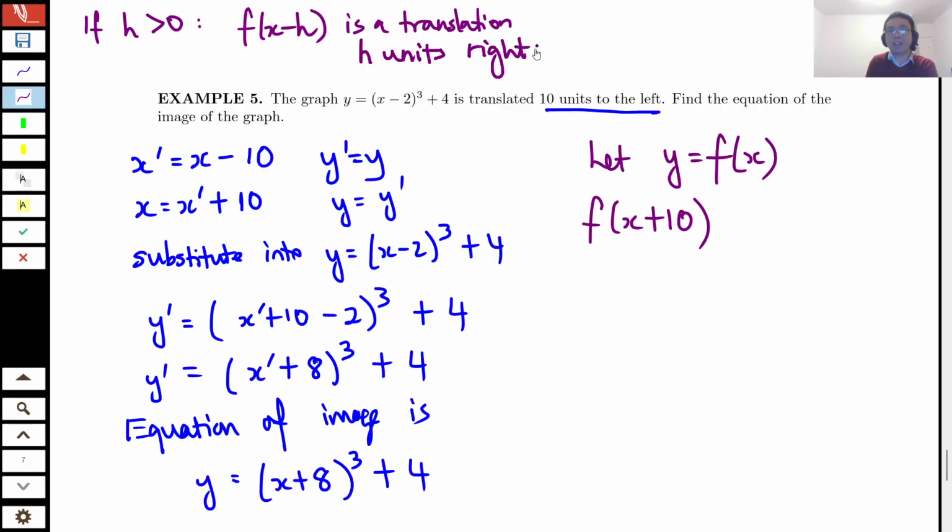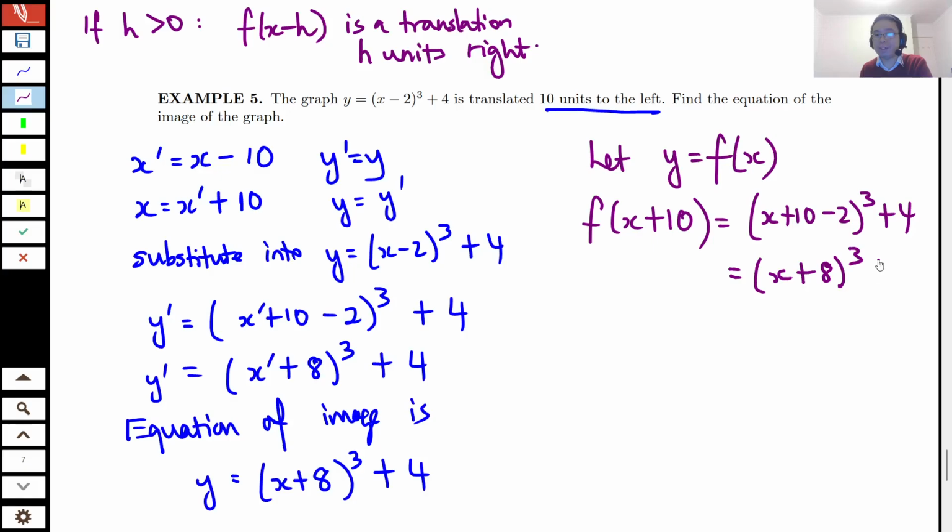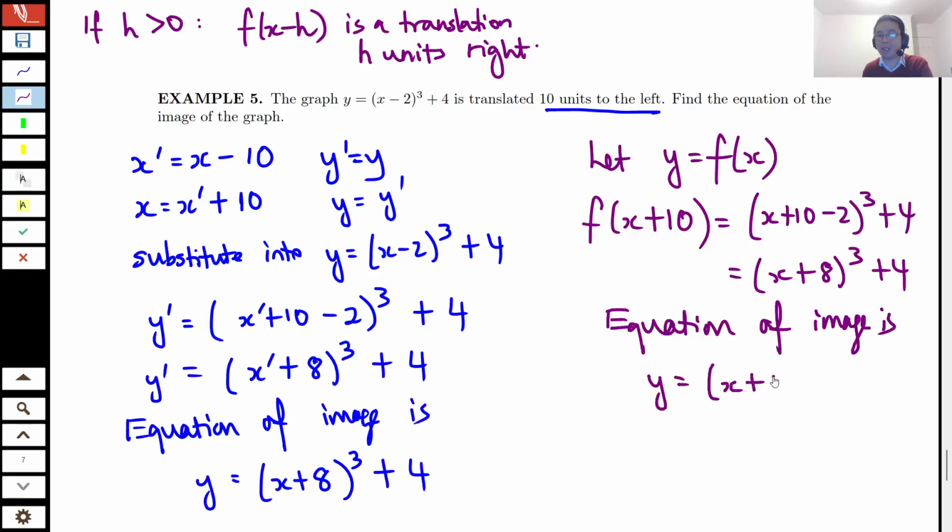So choosing negative 10, I replace x minus negative 10 with x plus 10. This equals (x + 10 - 2)³ + 4, which equals (x + 8)³ + 4. And so again, the equation of the image is y equals (x + 8)³ + 4.